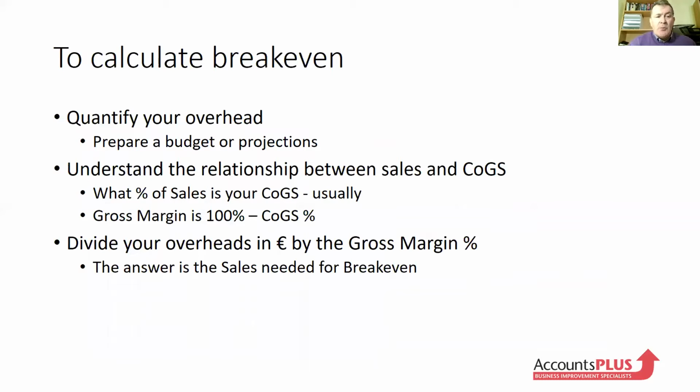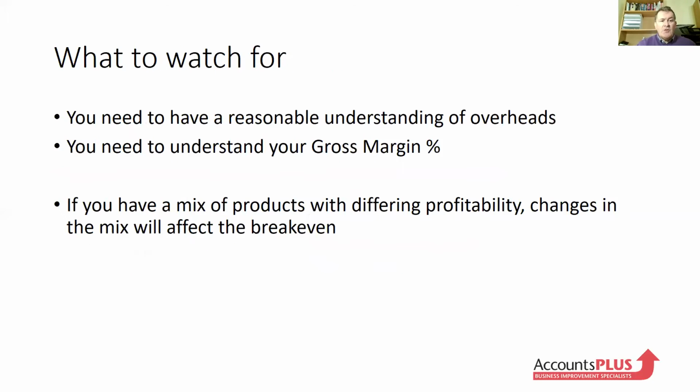So to calculate your break-even, you need to know your overhead in the first place, and you'd need to have a budget or some form of projections to do that. You also need to understand the relationship between your sales and your cost of sales. What percentage of your sales is your cost of sales? It was 40% for us. That means we've got 60% left over as gross margin. So you divide your overheads in euro by the gross margin percentage, or by 0.6, and that's going to give you the answer that you need for sales. So I hope this short video was helpful to you.